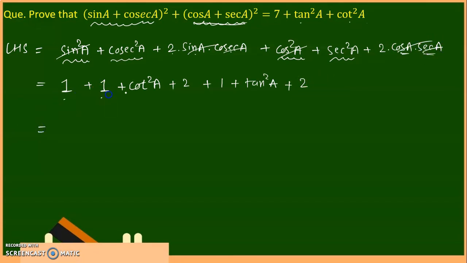So here we have 1 plus 1 plus 2 plus 1 plus 2, that becomes 7 plus tan square a plus cot square a. So tan square a plus cot square a, that is what we have on the right hand side.